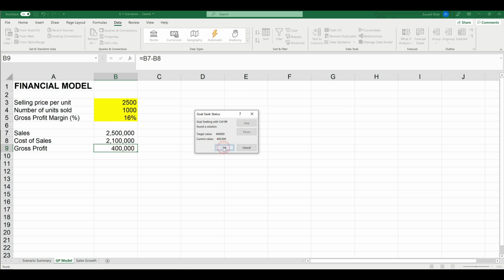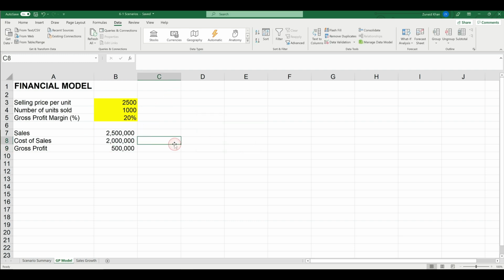If I want to keep the result, I click on OK. If I don't want to keep it, I click cancel and it'll go back to what it previously was. So that's basically what the goal seek is. It is a useful function in certain circumstances.